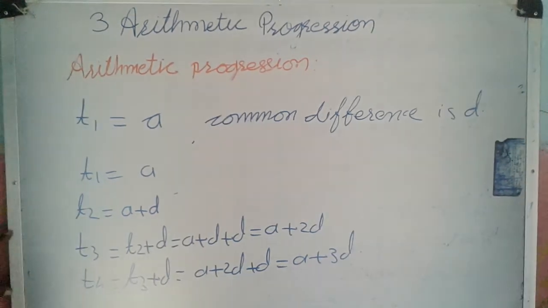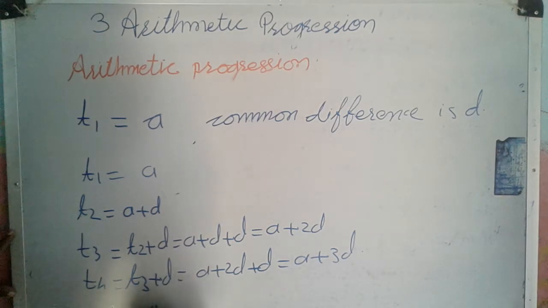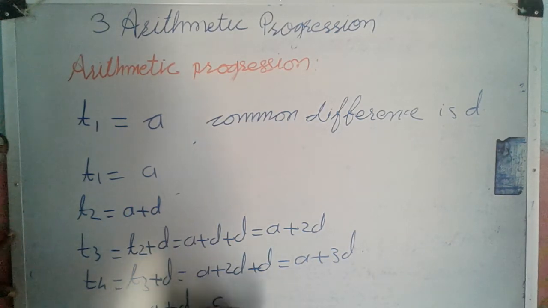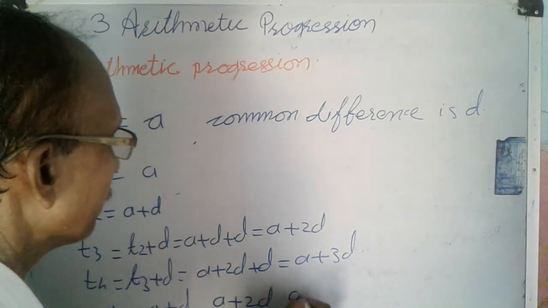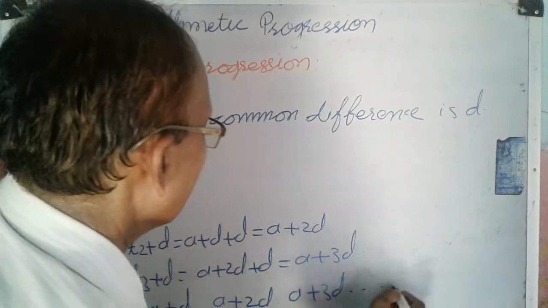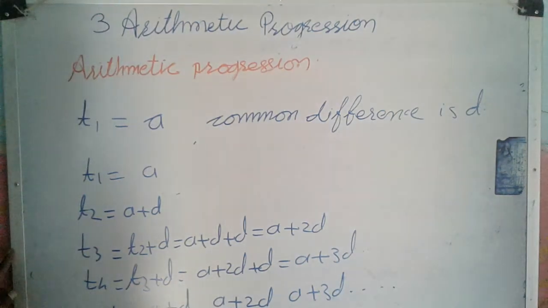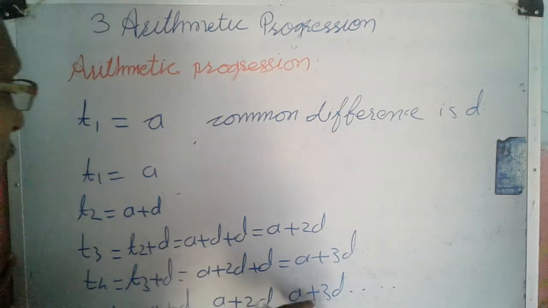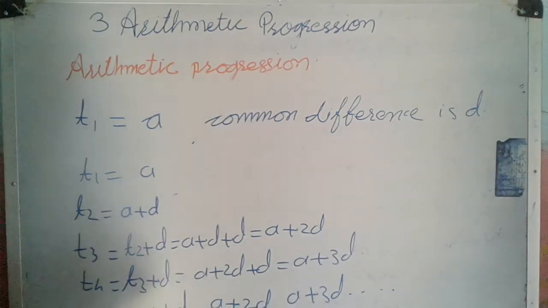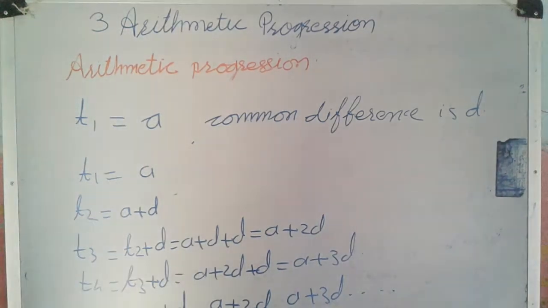So in this way we can find all the terms, that means a, a plus d, a plus 2d, a plus 3d, and so on. a plus 4d, a plus 5d: the first term, second term, third, fourth, fifth, like that. In this way you can find that arithmetic progression.